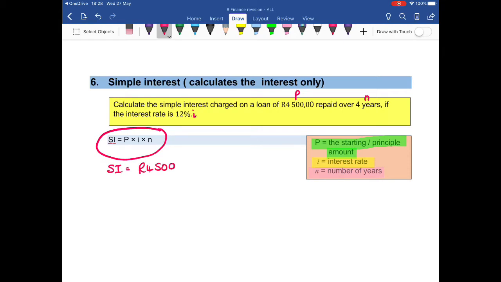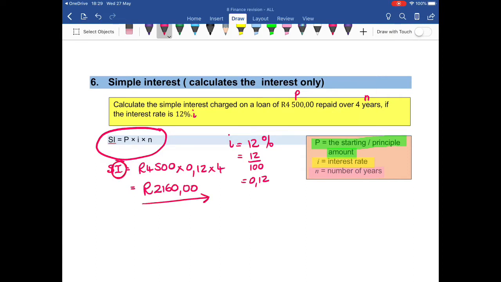4,500 multiplied, well, my I was 12%, and remember we're using it as a calculation, so 12 over 100, which equals 0.12. So I'm going to multiply by 0.12 multiplied by N, which is 4, and if I work that out, I will get 2,160 Rand. That is interest only.